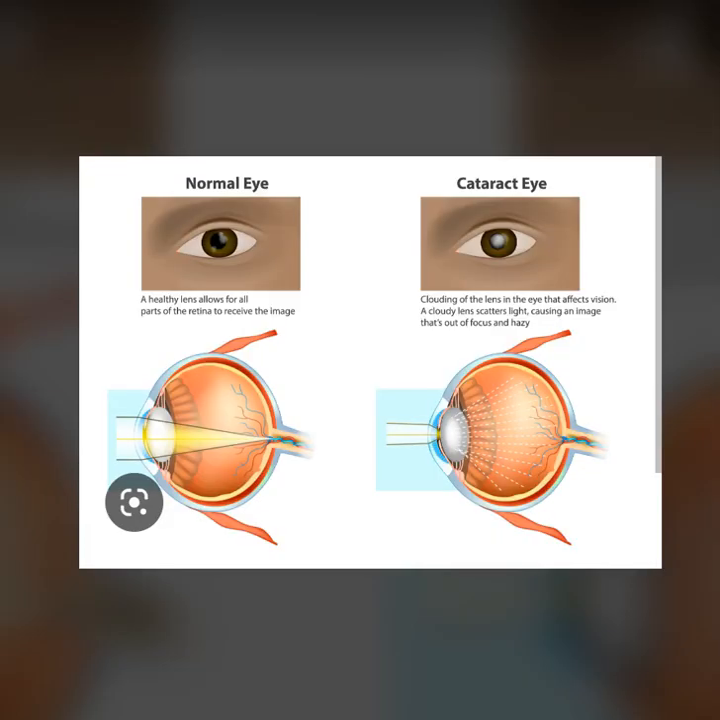Oh, okay. And you can see the way the light beam will go into the back of the eye with a normal eye. Yeah, it's not just blindness, is it? It stops the light coming in.